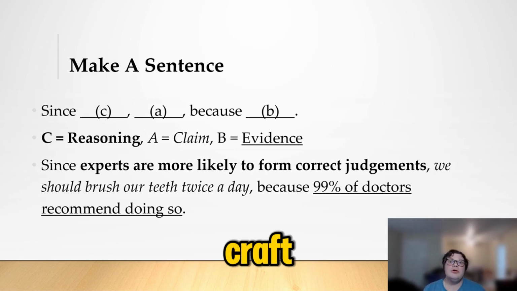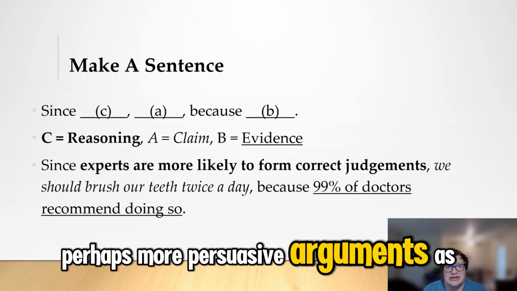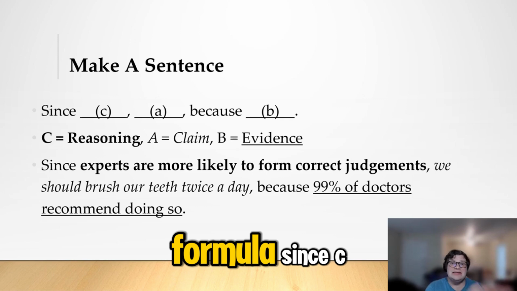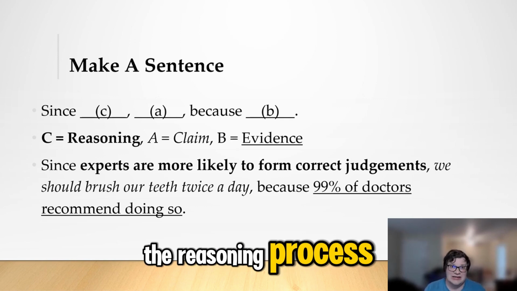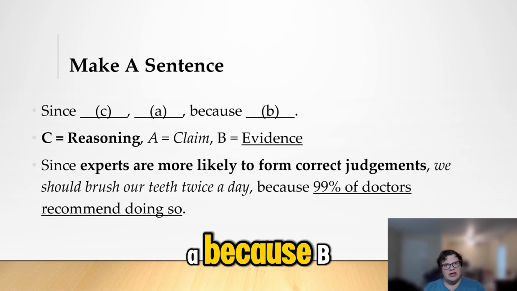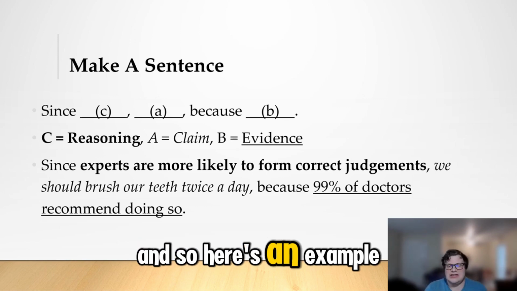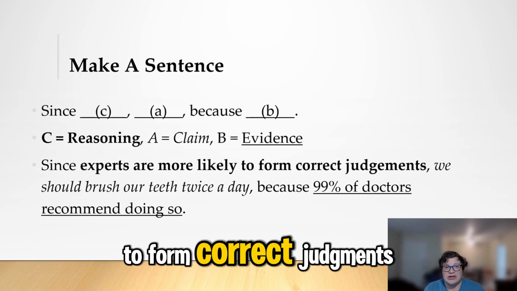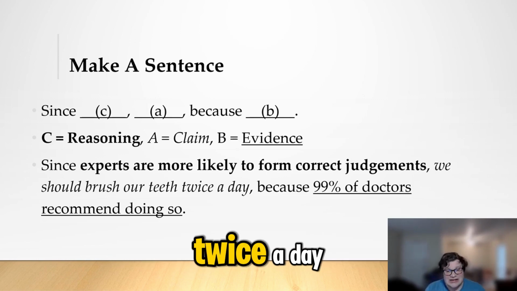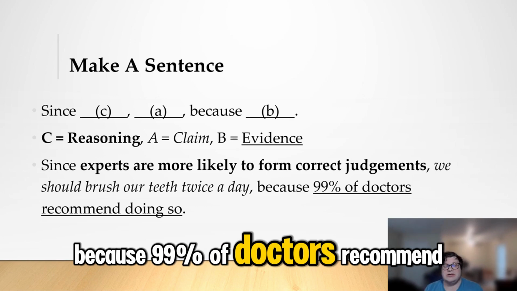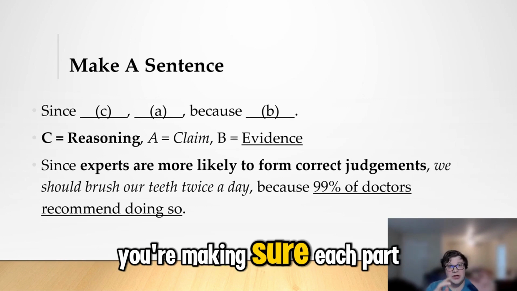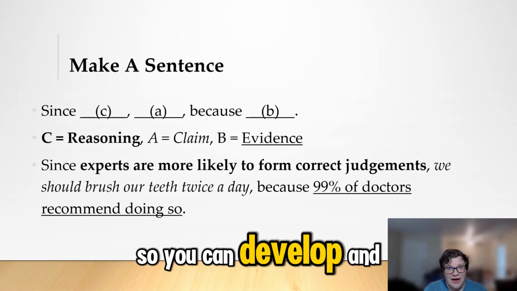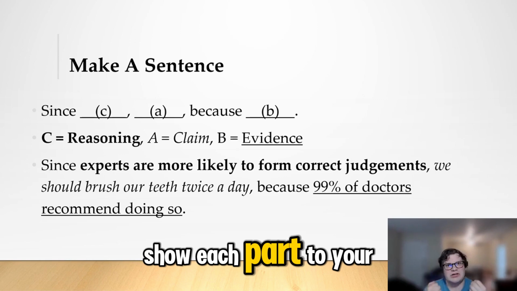And this can help you craft perhaps more persuasive arguments as you're trying to develop them. And so in this case, there's a basic formula: Since C, the reasoning process, A, because B. Here's an example of what we just looked at. Since experts are more likely to form correct judgments, we should brush our teeth twice a day because 99% of doctors recommend doing so. You're making sure each part of the Toulmin model is in your sentence so you can develop and show each part to your audience.